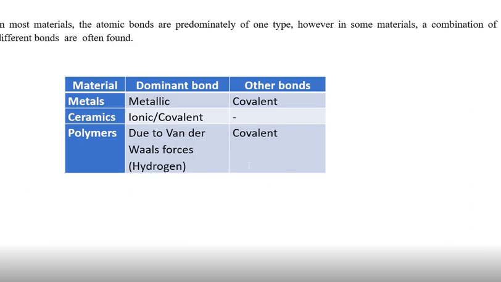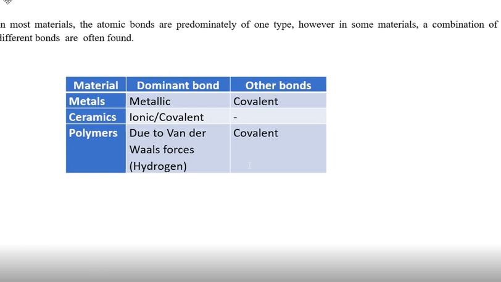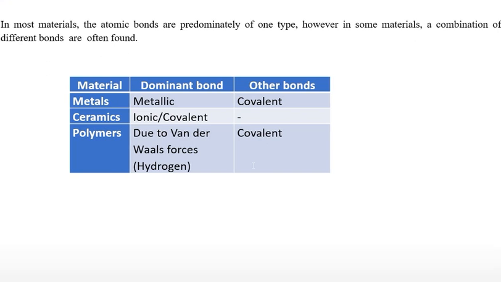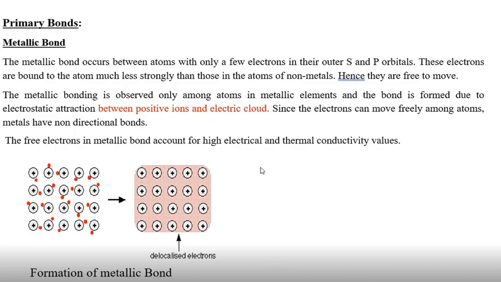Right? So in most materials, the atomic bonds are predominantly one type. However, in some materials, a combination of different bonds can form. Right? We have different types of primary bonds, metallic and ionic, and again different types of secondary bonds. Inside metals, you can find metallic bonds and others also covalent bonds. Then ceramics, you have ionic and covalent. Polymers, you can form hydrogen, and again you have covalent bonds, right? So we'll discuss what are those ionic and those things. Then primary bonds.